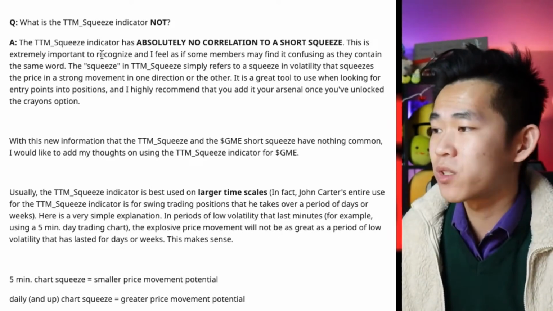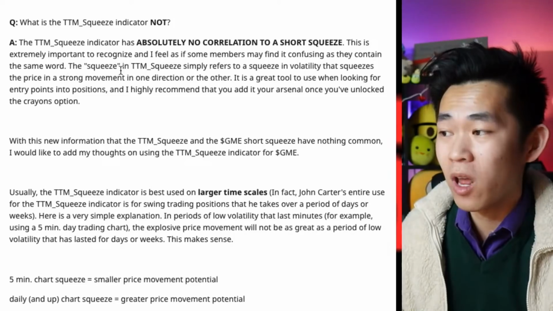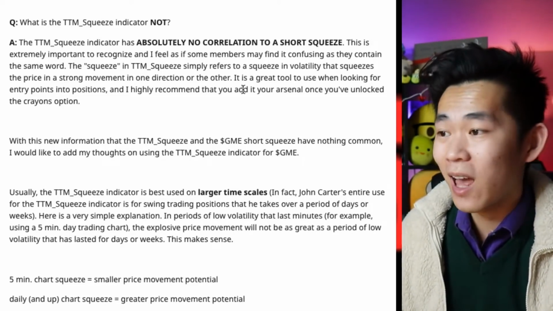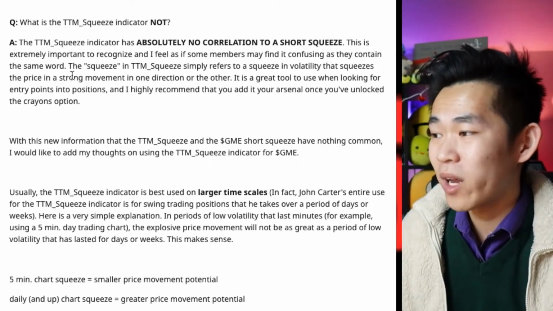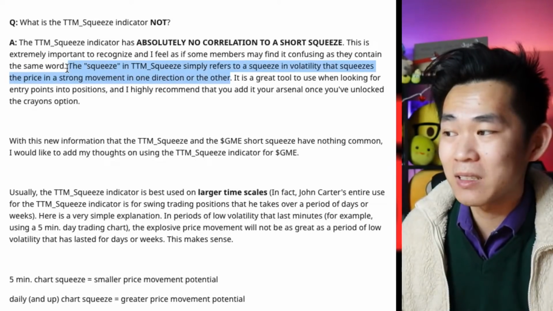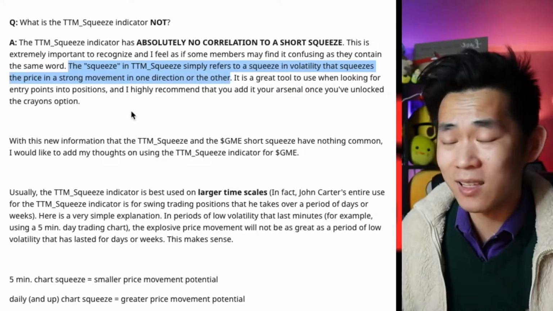This is extremely important to recognize, and I feel like some members might find it confusing as they contain the same word. The squeeze in TTM squeeze simply refers to a squeeze in volatility that squeezes the price into a strong movement in one direction or another. This is not the same as the squeezes we talked about, not a gamma squeeze, not a short squeeze. This is not the same kind of squeeze.